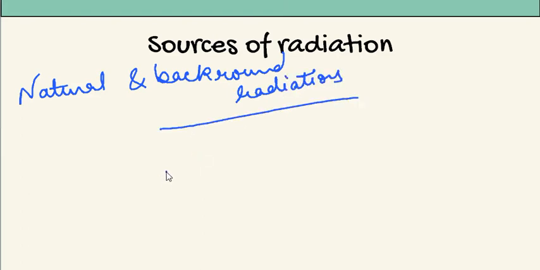Natural and background radiations. Radiations have always been present and are all around us. The following section outlines the sources of natural background radiation. First of all, one of the background radiations is cosmic radiation.